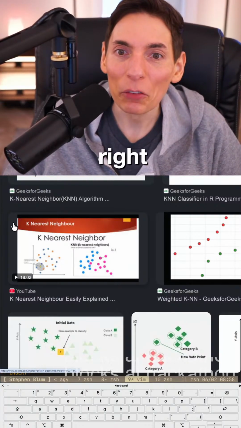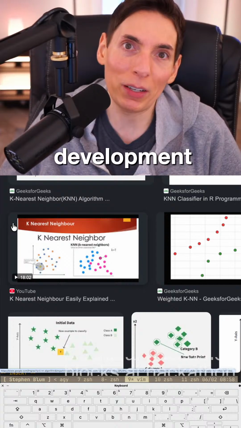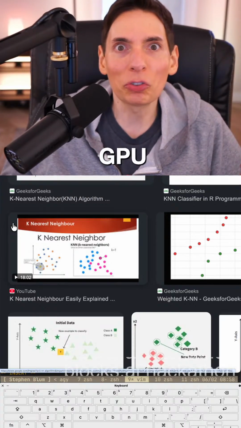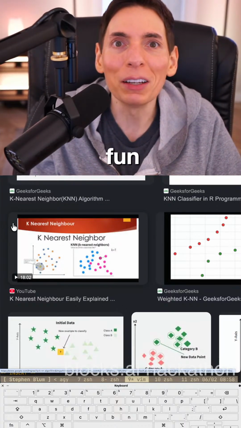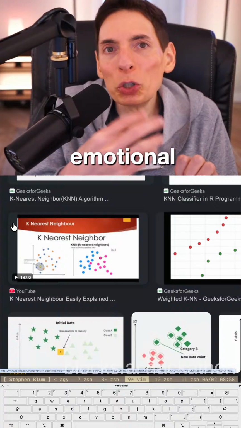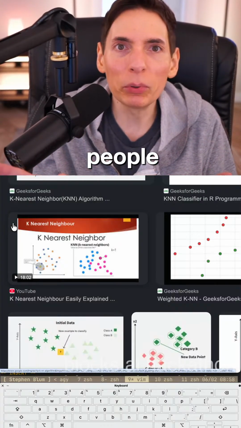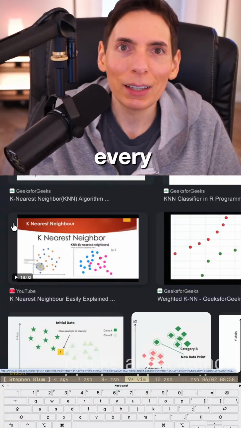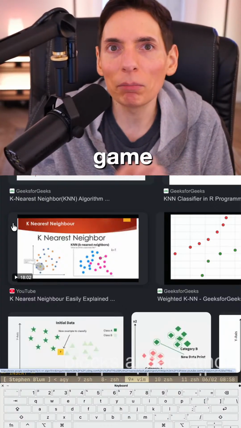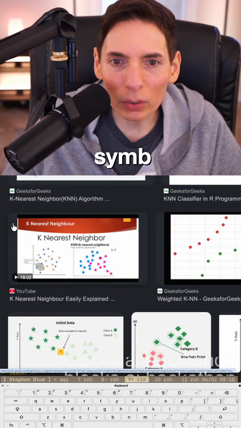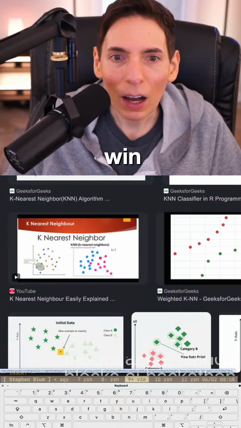It is, right? For me, when I was growing up, it was game development, which is still like GPU acceleration and things like that, because it was a lot of fun, a lot of visuals, emotional responses in gaming, right? Gaming was huge. A lot of people game. Everyone knows what a game is. Everyone's played a game or at least seen a game. So, ensemble learning for the win.